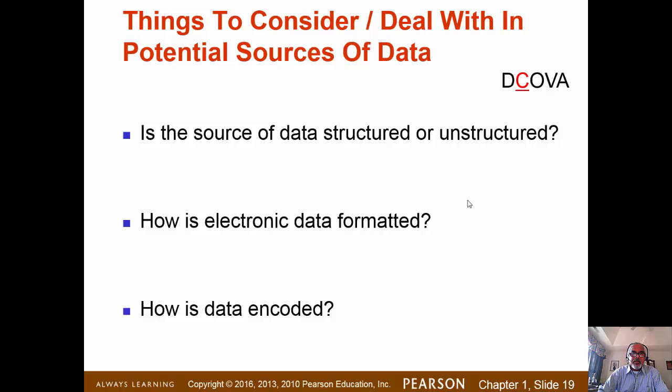Okay. Now, is the source of data structured or unstructured electronic data? How is the electronic data formatted? How is it coded? So structured data would be data that already has columns and rows fixed, and you take it and analyze it. But unstructured data would be data that is in a haphazard format.